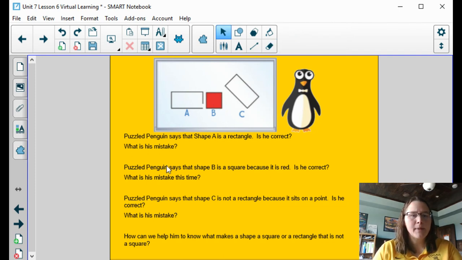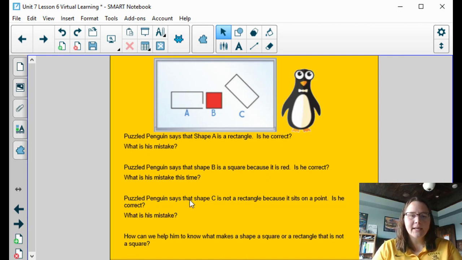All right, Puzzled Penguin says that shape B, so the red shape, is a square because it is red. Is he correct? It is a square, you're right, but is it a square because it's red? No, it's a square because all 4 sides are the same length.